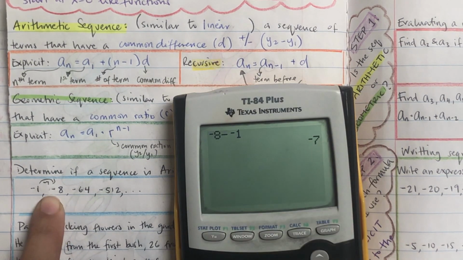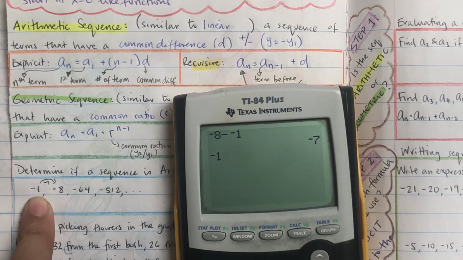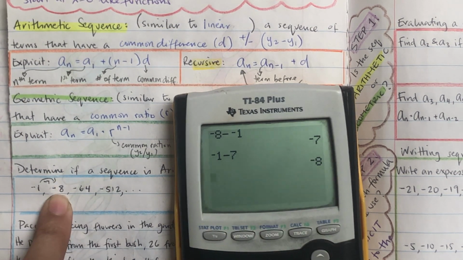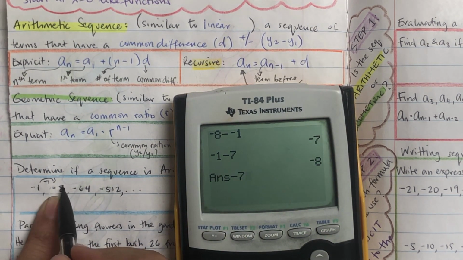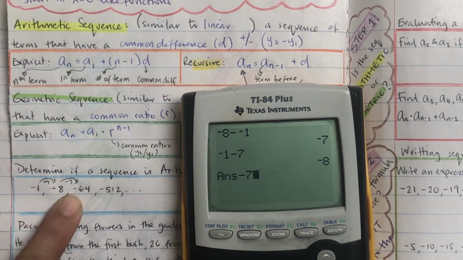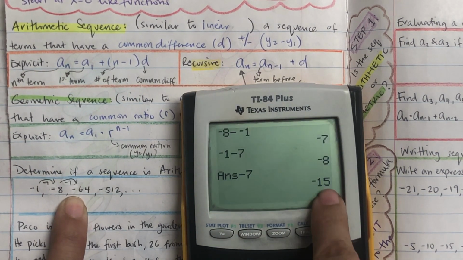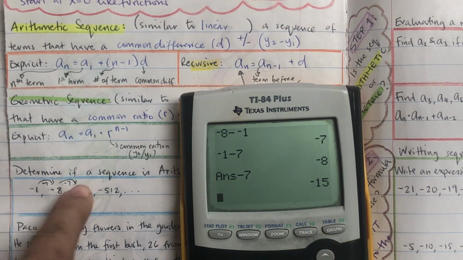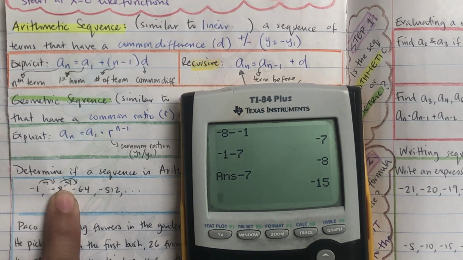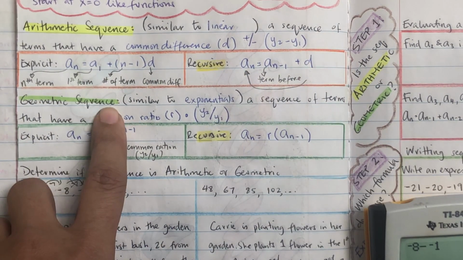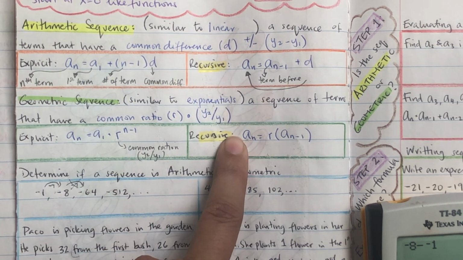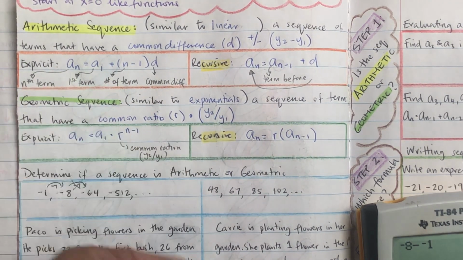So I have right now negative 1. If I subtract 7, see how I get negative 8? If I subtract 7 again, because I'm saying the common difference is negative 7, I should get this. I do not. I get negative 15. So is it arithmetic? No. So this is not true. Okay, so it's not arithmetic. So now I'm going to check if it's geometric. Geometric says if you take the second term, you divide by the first term, that'll give you the common ratio, the number you keep multiplying by.